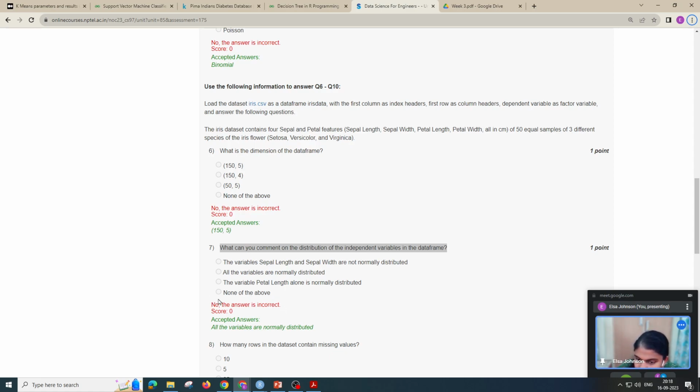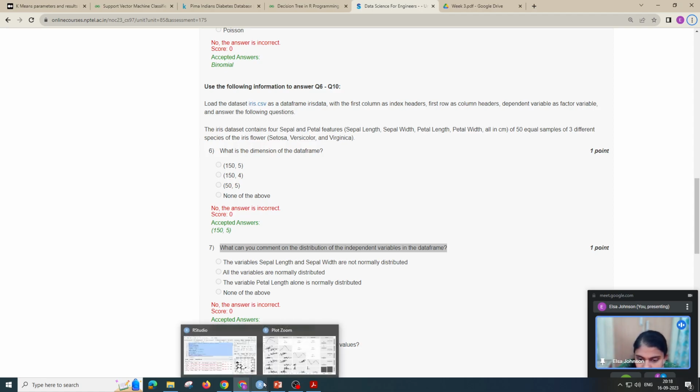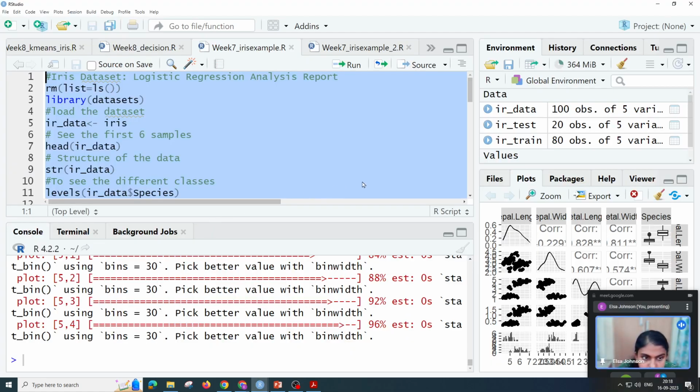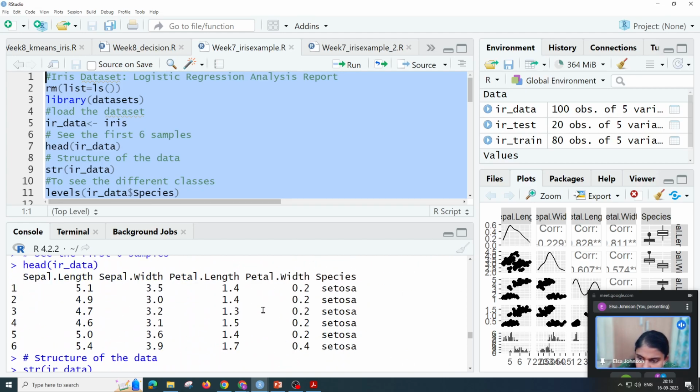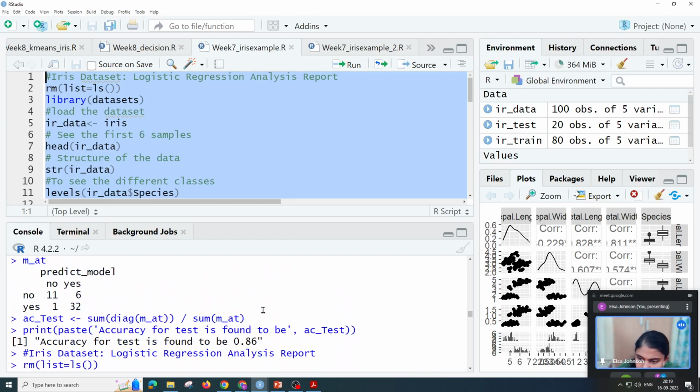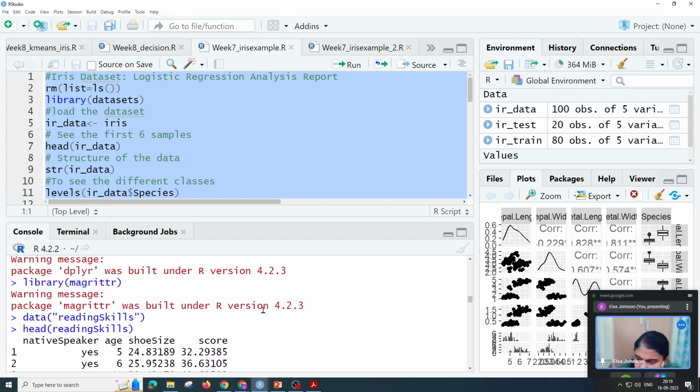Swami, D should be the correct answer, no? Yeah, you can give it like none of the above. Another way to find it out, in the previous section also I think I have told it: you see the distribution.